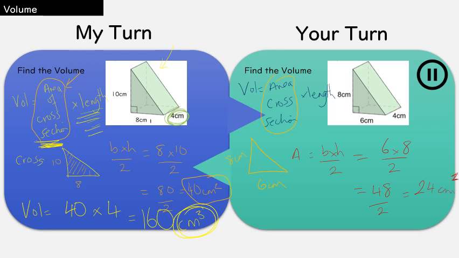Remember, area is centimeters squared, but we're going to be able to work out the whole volume by putting it into this formula. So volume equals area of the cross-section, which we've worked out as 24, and I've got to times it by the length. Well, the length is how far back it goes, which is 4 centimeters again. So our overall answer is 24 times by 4, which is 96 centimeters cubed.